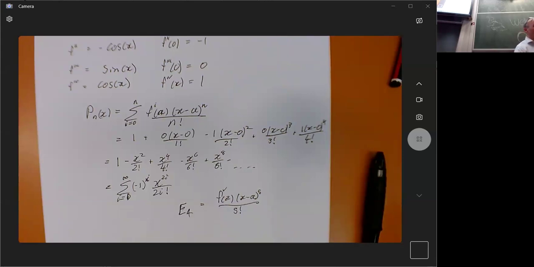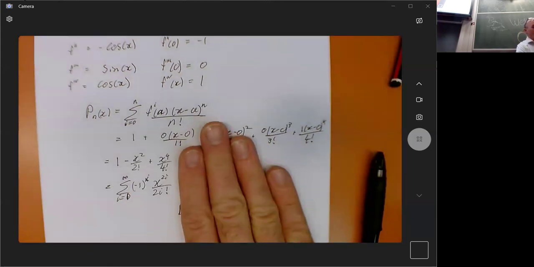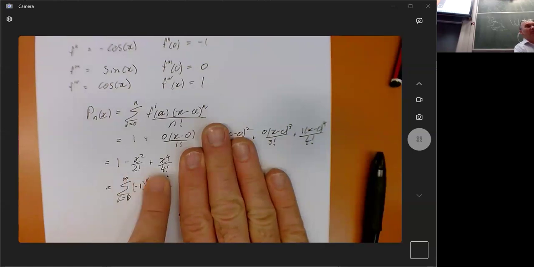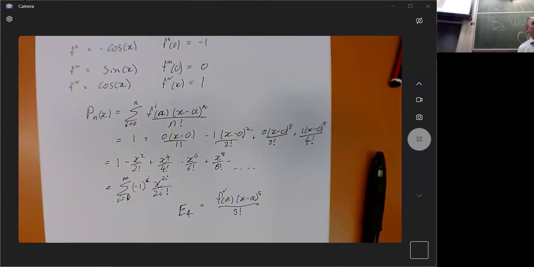So these are really important to get your head around. We're going to be reasonably specific about what we're doing. Typically, they just say they will give you a degree. So if I had asked for the degree 5 Taylor polynomial for this series, the coefficient for the x to the power 5 term is 0, and so this is equivalent to that thing.